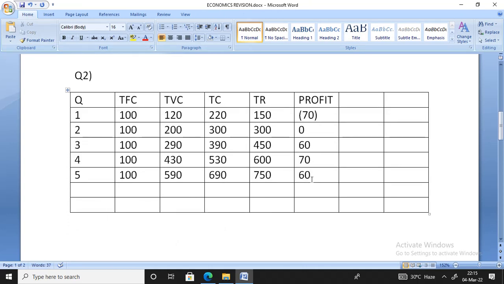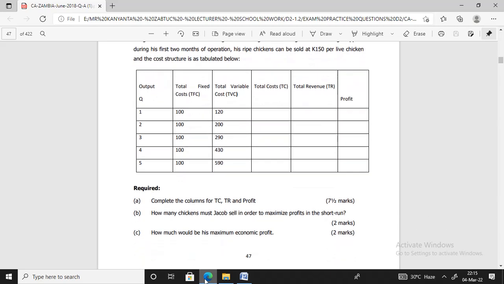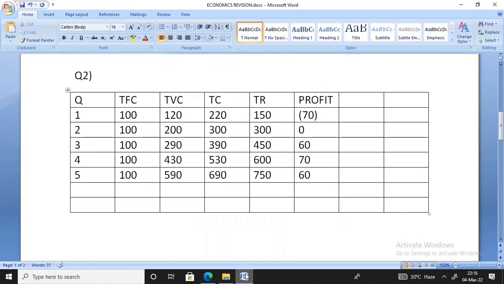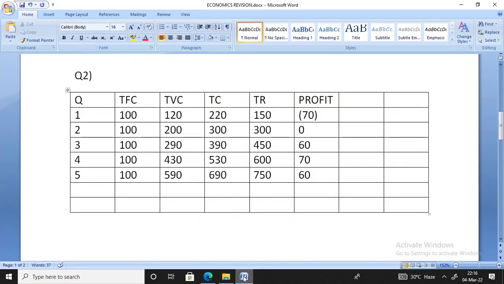Looking at the other questions that are asked, let's go back to the question and reflect on those. To complete the table, we've done that. How many chickens must Jacob sell in order to maximize profits? We've seen that the maximum profit is 70, and so he must sell 4 chickens in order to maximize profits. Then how much would be his maximum economic profit? The maximum profit will be 70. That's what we had calculated on the table.